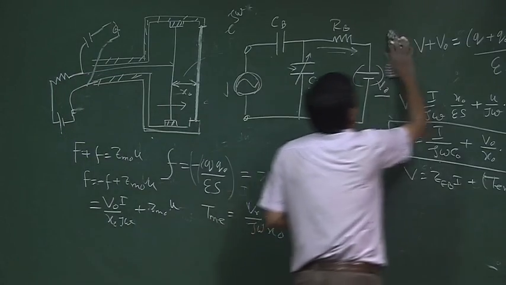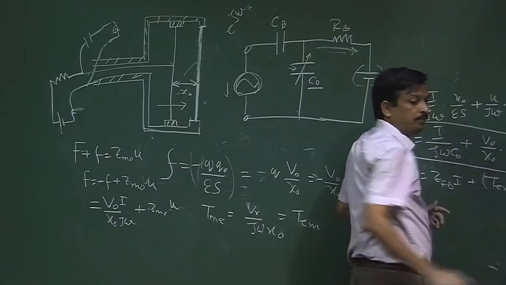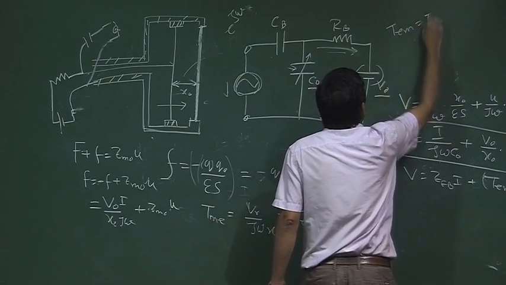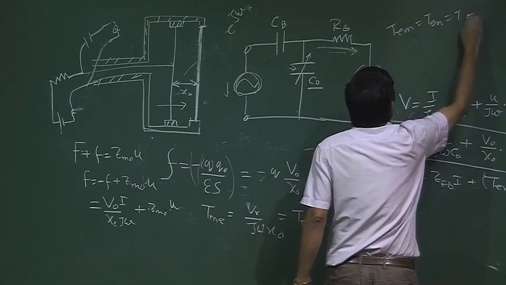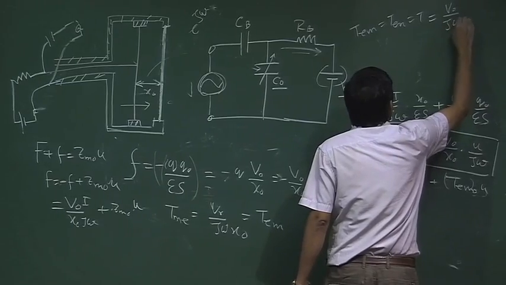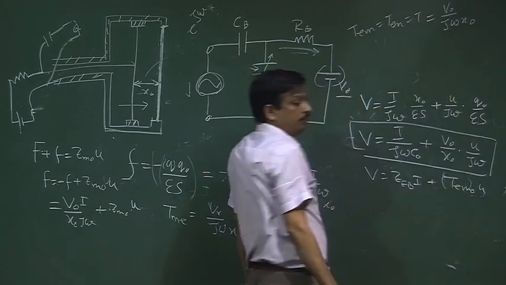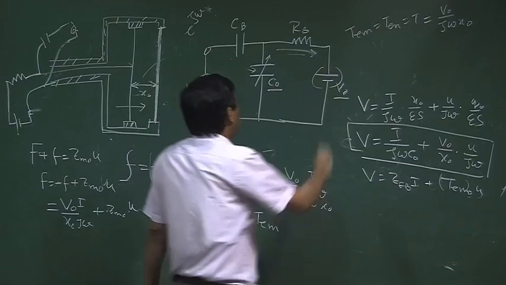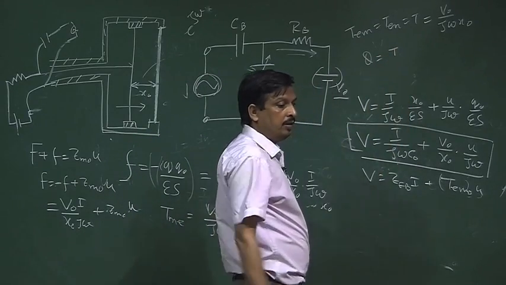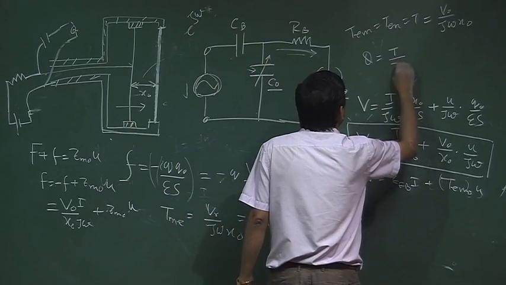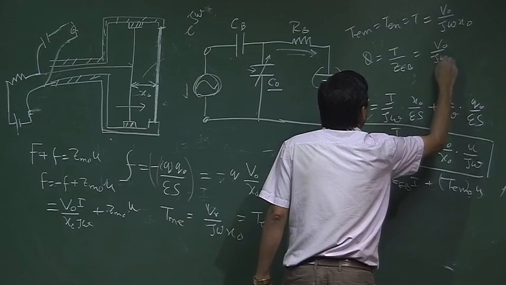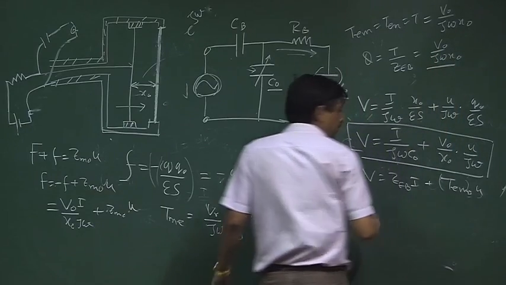Then, what is phi? For the reciprocal transducer, TME is equal to TEM, equal to T, which is V0 by j omega x0. Okay. Now, what is phi? Phi is equal to T by JdV. So, T is V0 by j omega x0 divided by JdV.